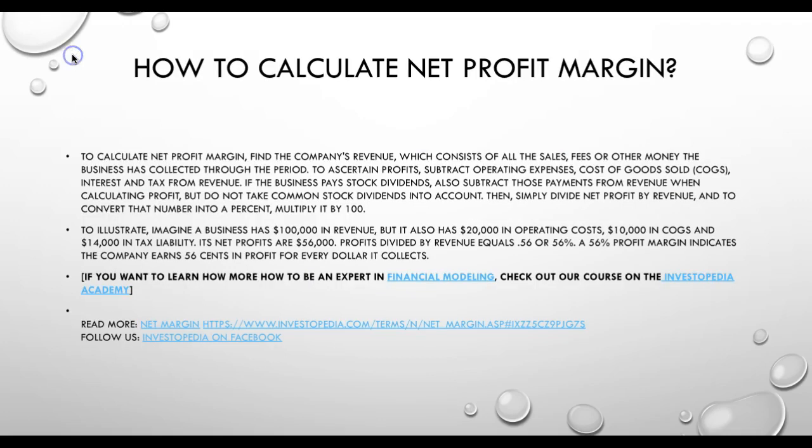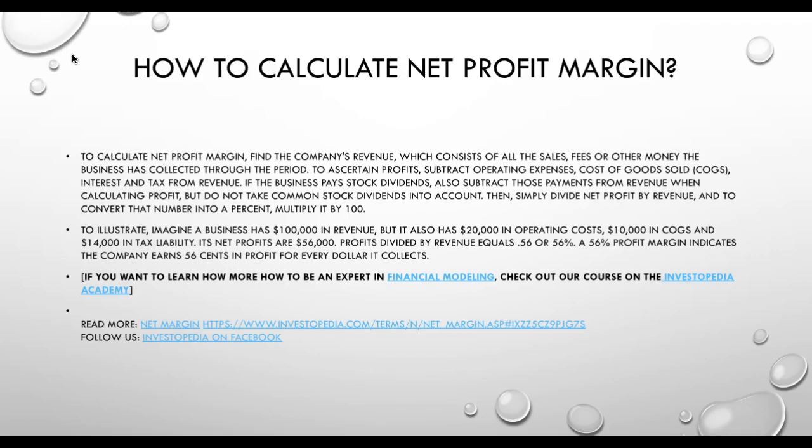So I found how to calculate a net profit margin. To calculate a net profit margin, you're going to find the company's revenue, which consists of all sales, fees, or other money the business has collected through the period. For profits, subtract operating expenses, cost of goods sold, interest, and tax from revenue. If the business pays stock dividends, you must also subtract these payments from the revenue when calculating profit, but you do not take common stock dividends into account. Then simply divide the net profit by the revenue, and to convert that number into a percent, multiply it by 100.